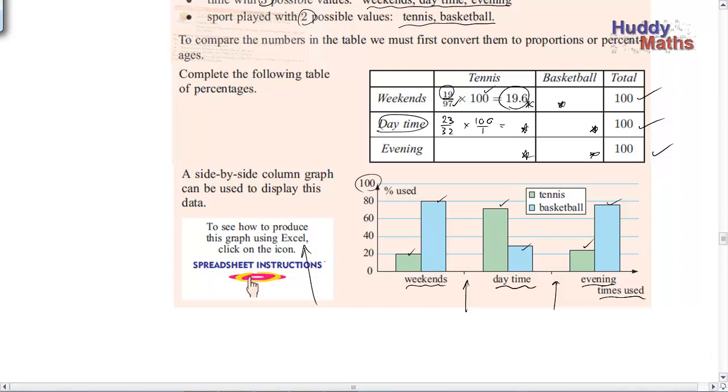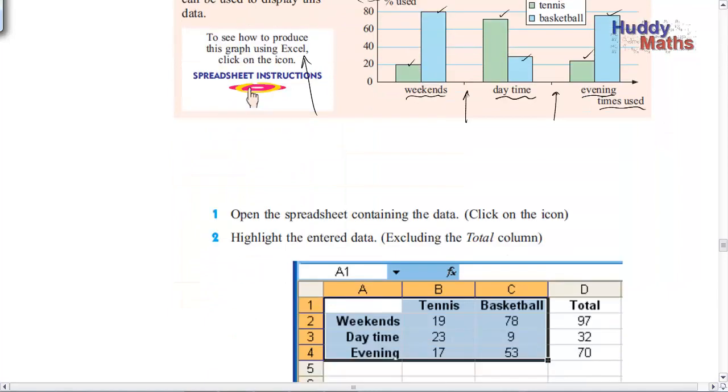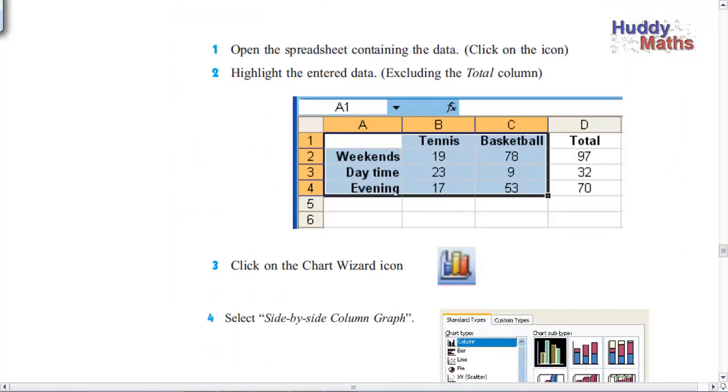technology, and over here Excel. So come down and look at Excel here now, and see how we go. So if you open up a spreadsheet, a new sheet, okay, and enter the data. So this is what a spreadsheet looks like. Columns and rows here. So you'd list down here weekends, daytime, evening, tennis, basketball, and put in the numbers.